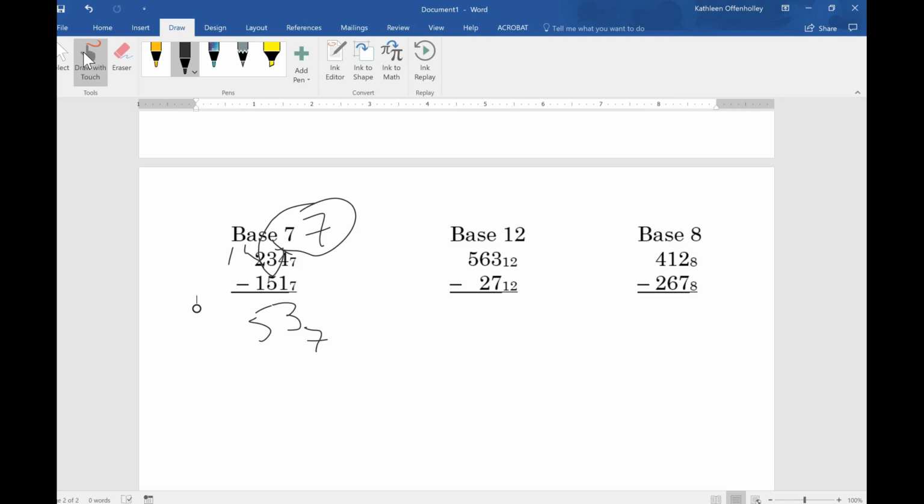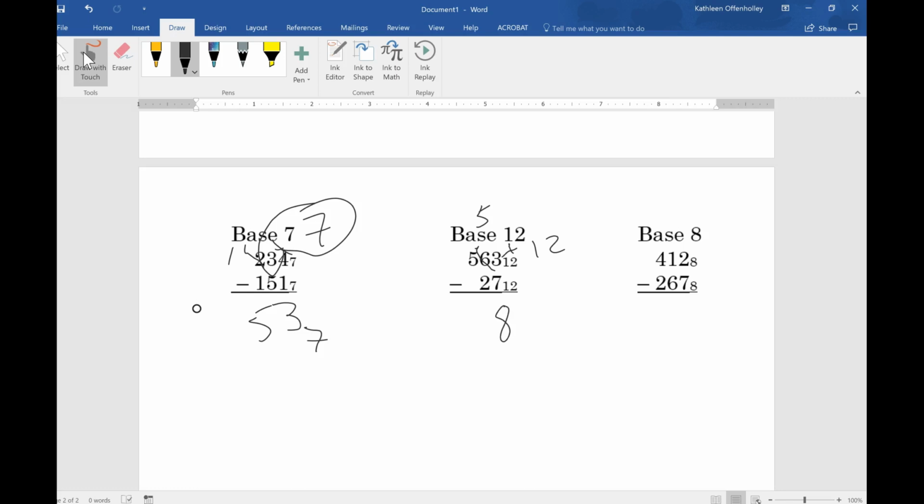Okay, now let's try base 12. So here we are in the ones place, 3 minus 7, which I can't do right as they are. So I'm going to cross this 6 out, that's my rods, and make it a 5. So I'm going to take one of those rods, and that one rod can be broken up into 12 little units because we're in base 12. So that's going to allow me to add 12 more units to my ones place. So now I have 15 units minus 7 units. So 15 minus 7 is 8.